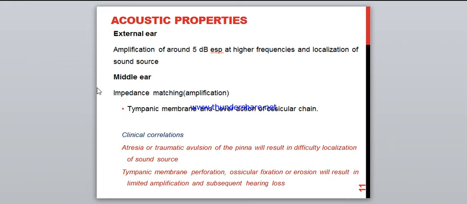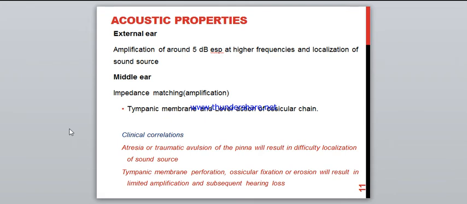The other part of the ear is the middle ear, and its function is amplification of the sound, that is impedance matching. It is done by the tympanic membrane and the lever action of the muscular chains, the bones, the 3 bones of the middle ear.